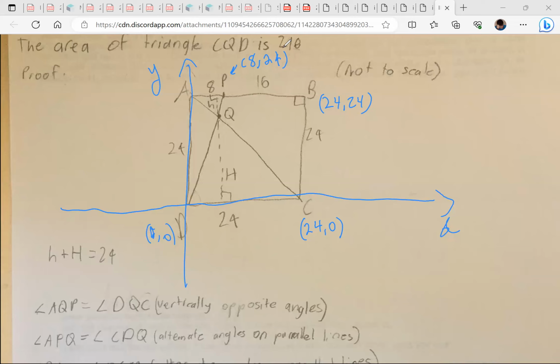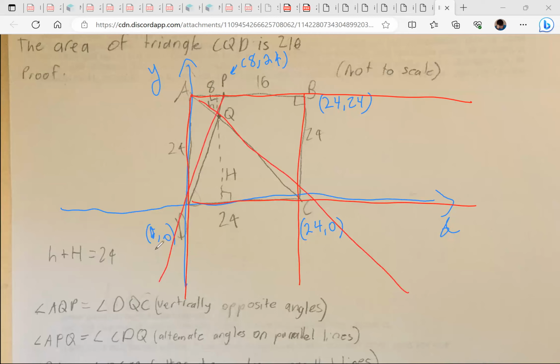Using coordinate bash, it's the equation of A, C, and then simultaneous. All right, maybe I'll warm you up. So what's the equation of this line? What's the equation of this line? What's the equation of this line? What's the equation of that line?